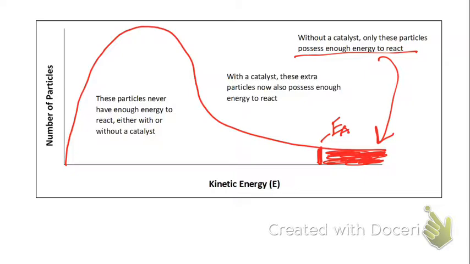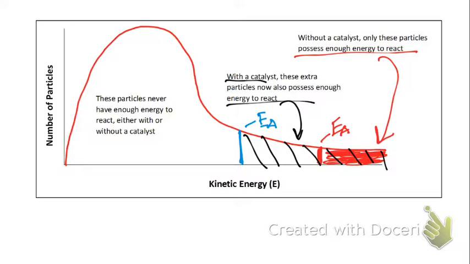Now when we add a catalyst, what it is going to do is lower that barrier. And so now, with the catalyst, we're going to have a greater number of particles all the way through, a greater number of particles that have enough energy to react. Okay? That's with a catalyst. So all we're doing is moving that barrier line.